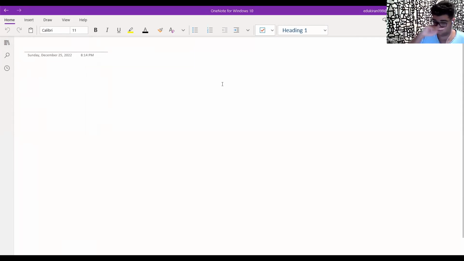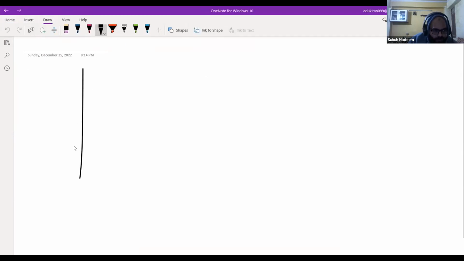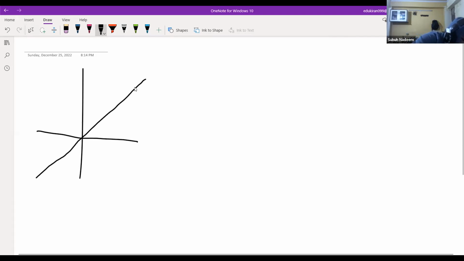Okay. So, let us start from here. This is a straight line, which is like this. And you have to find its derivative graph. Now, the derivatives are, I'm writing derivatives here. This is 3.